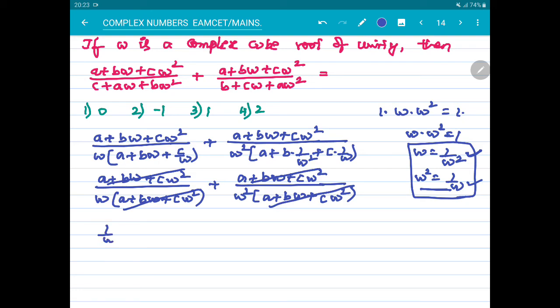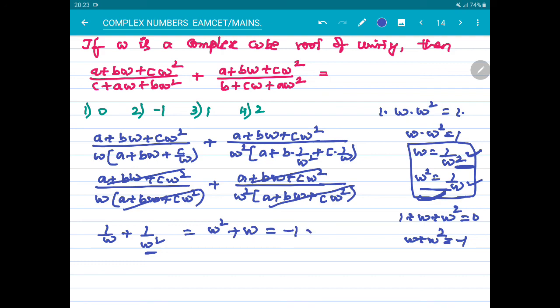Now we are left with 1 by omega plus 1 by omega^2. Again 1 by omega is omega^2, and 1 by omega^2 is omega. But we know that 1 + omega + omega^2 is equal to 0. Therefore, omega + omega^2 is minus 1, and hence the result will be minus 1. So clearly the answer will be the second option.